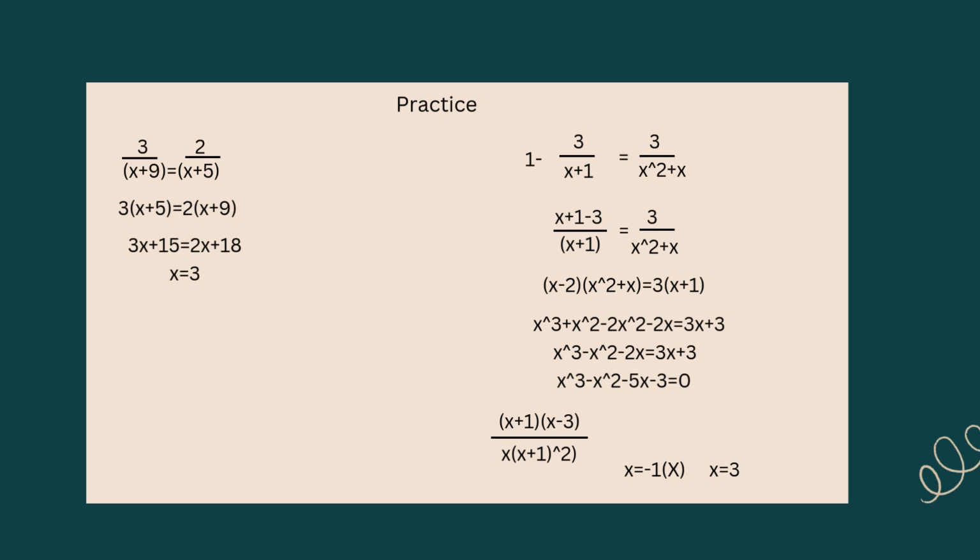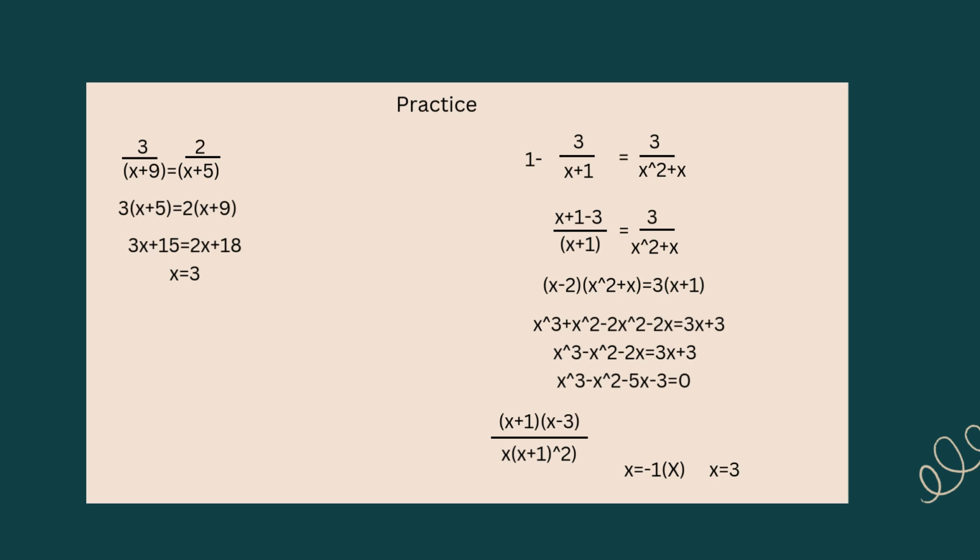And on this other side, we do 3 times x plus 1, since this x plus 1 here, which gives us this mess of values that we must combine in order to make a proper function. And we can see that we get x cubed minus x squared minus 2x. And on the other side, we get 3x plus 3. Rearranging these values and adding them up, we get x cubed minus x squared minus 5x minus 3.